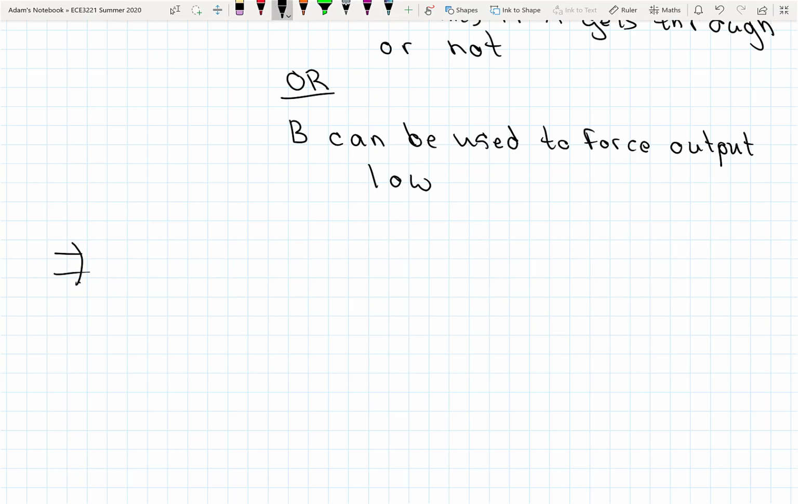I'm having a horrible time drawing a nice OR gate here today. Okay, so here's my OR gate, has inputs A and B, and then output C.